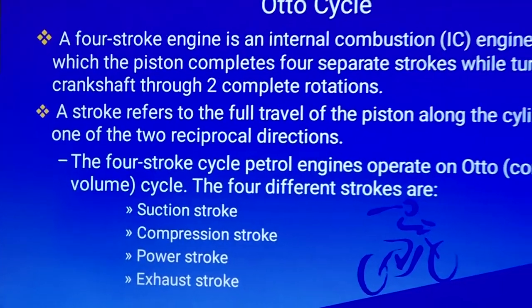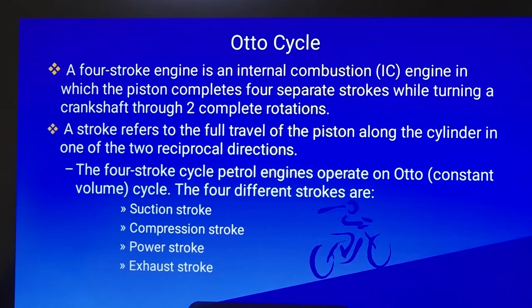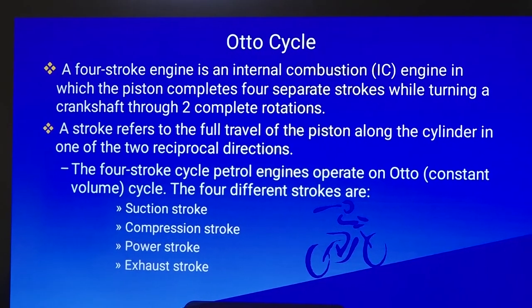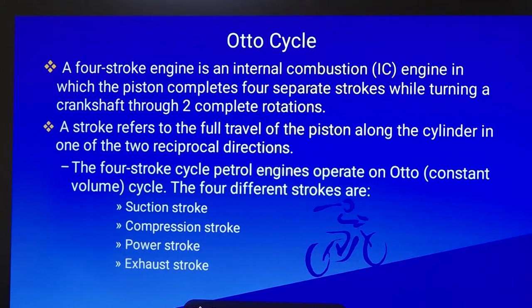Okay, the Otto cycle is a four stroke engine, an internal combustion engine. The piston completes four separate strokes while turning a crankshaft through two complete rotations. Here a stroke refers to the full travel of the piston along the cylinder in one of the two reciprocal directions. So these kinds of statements should be known to you. Sometimes they will change this and ask which of the statements is true or which are correct. So you have to know all these things.